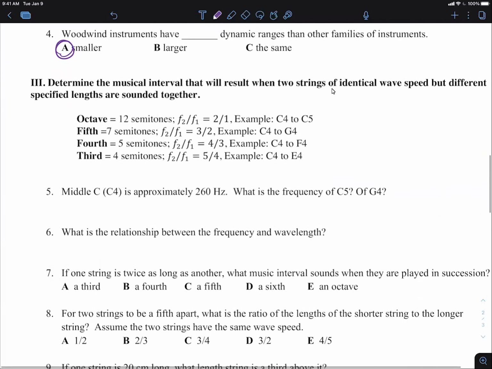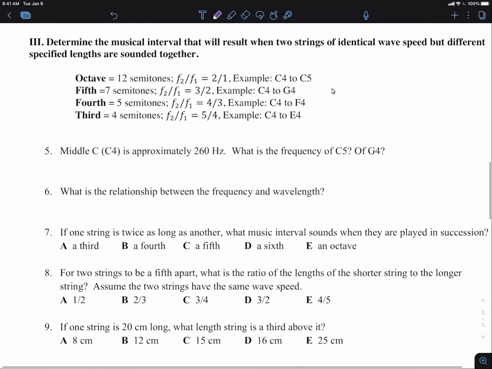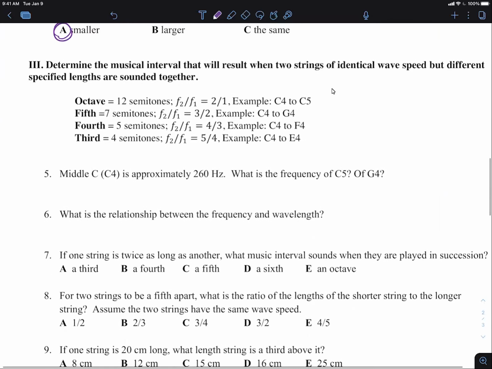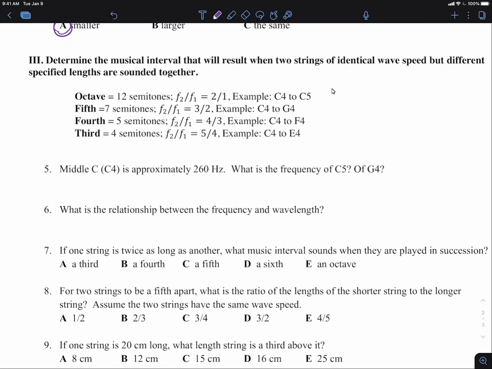Okay, and now this is the part that I wanted to focus on most here for this video. This idea of musical intervals that will result when two strings of identical wave speed are sounded. Okay, so I'm going to draw a little keyboard here for us. Okay, we'll go ahead and start on, I'm just going to draw black keys.